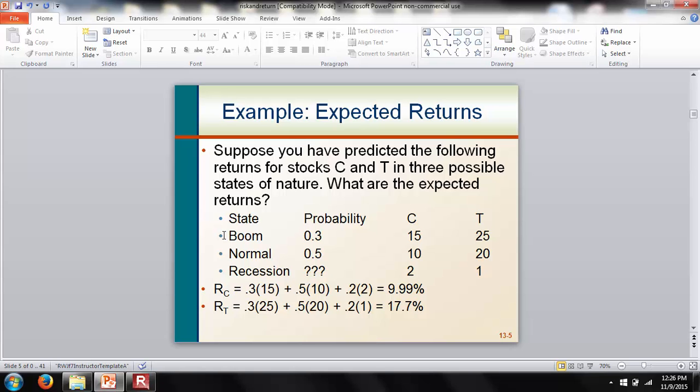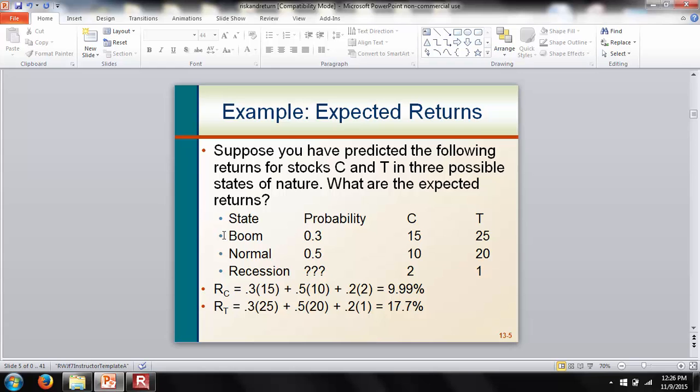And what are the chances? The chances of a booming year are 30%, the chances of things remaining normal are 50%, and the chance of a recession is going to be 20%. The reason being that when you add up all the probabilities together, it has to add up to 1. So for the first investment, stock C, you can make 15% in a boom year, 10% in a normal year, and 2% in a bad year. For stock T, it's going to be 25, 20, and 1 respectively.